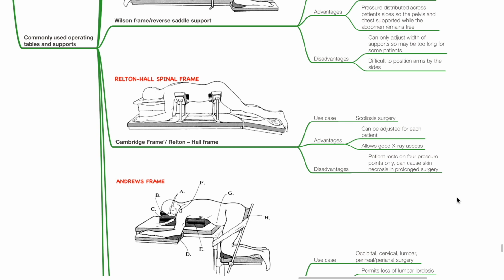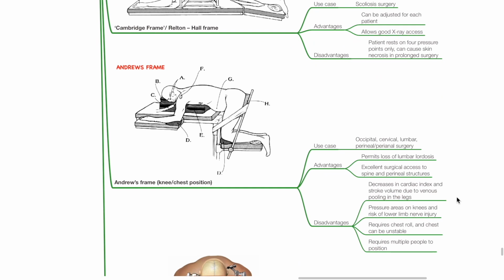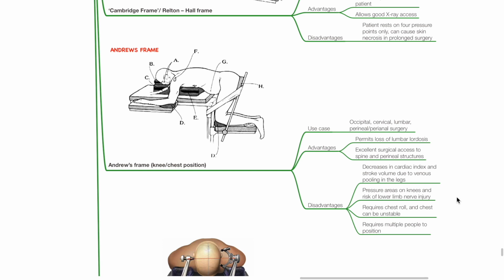Andrews frame. The knee-chest position. Use case: for occipital, cervical, lumbar, perineal or perianal surgery. Advantages: it permits the loss of lumbar lordosis. It provides excellent surgical access to the spine and perineal structures. Disadvantages: decreases in cardiac index and stroke volume occur due to venous pooling in the legs. Pressure injuries to the knees and lower limb nerves may occur. The Andrews frame requires a chest roll, and the chest can be unstable. Multiple people are required to position the patient on the Andrews frame.